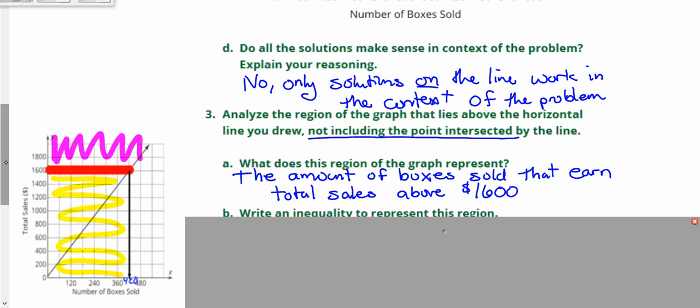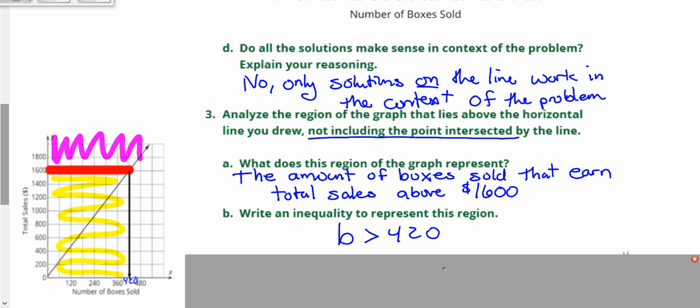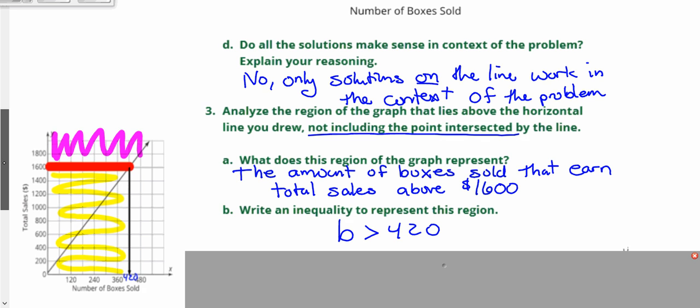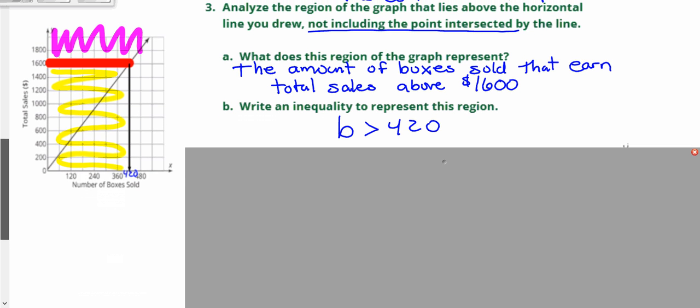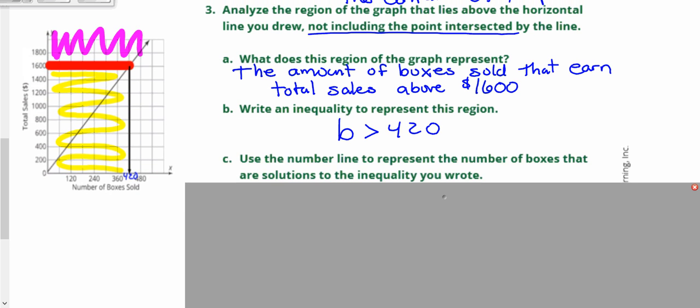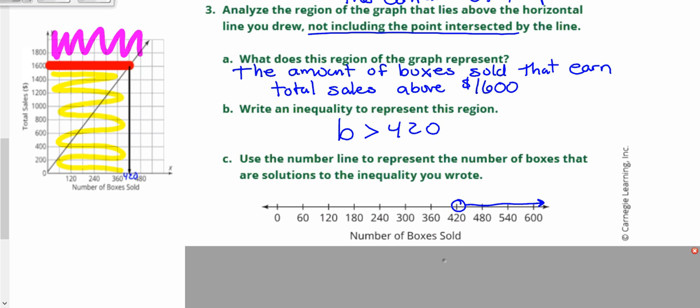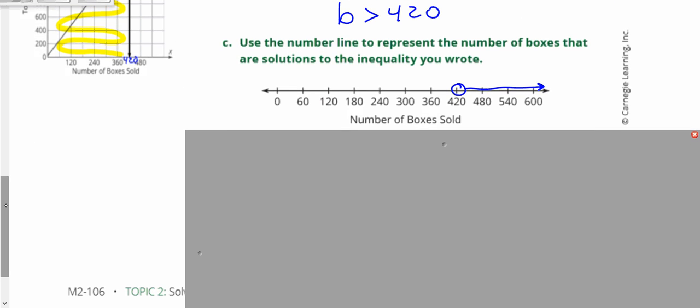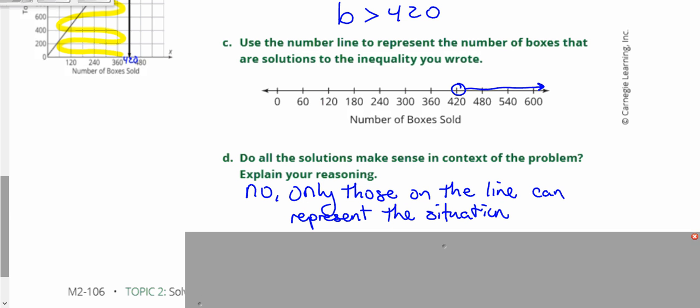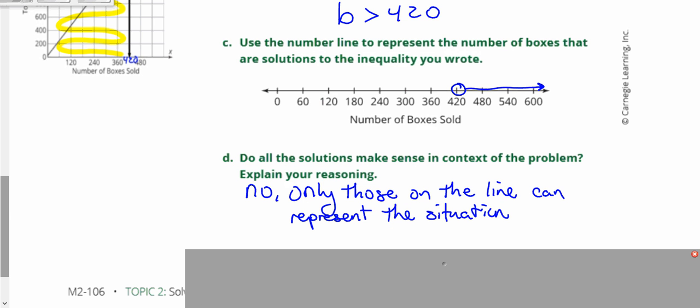And again, we're writing it from the point of view of the boxes sold. So the inequality is going to be greater than 420. Notice we're not including it, so it's not equal to the number of boxes, the 420. And then an inequality on a number line like that would be an open circle, and the arrow would be greater than 420. And again, they ask the question, do any of the solutions make sense? No, only the ones that are on the line can represent the situation.